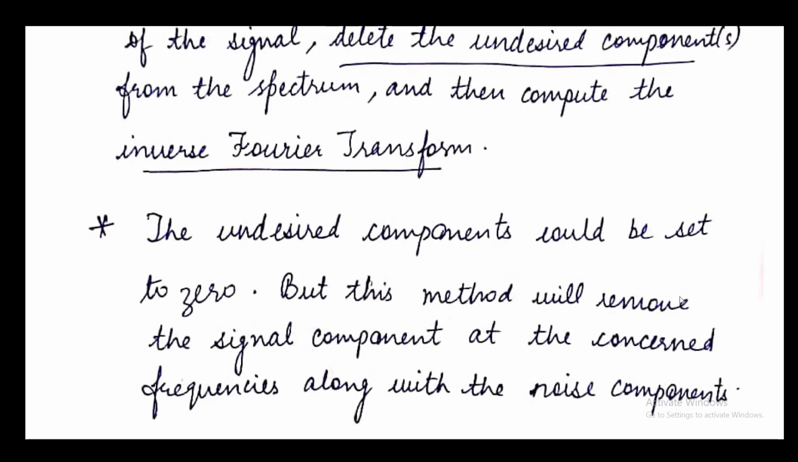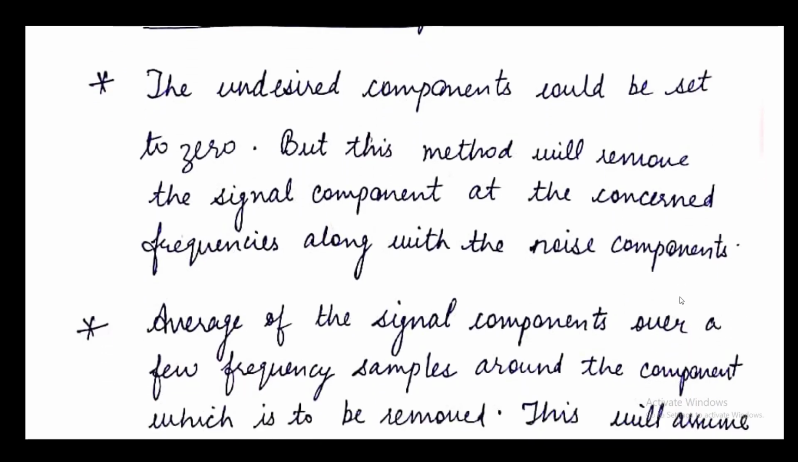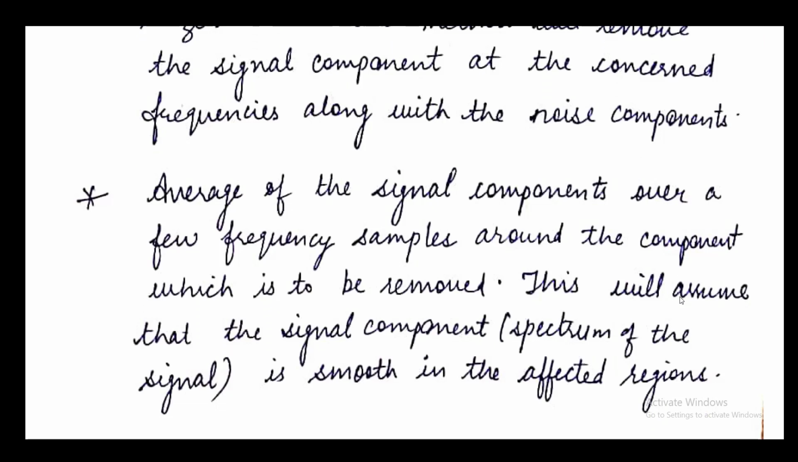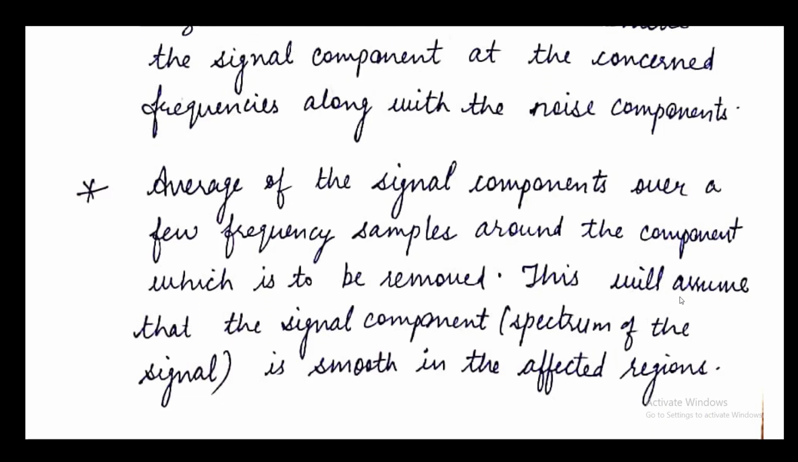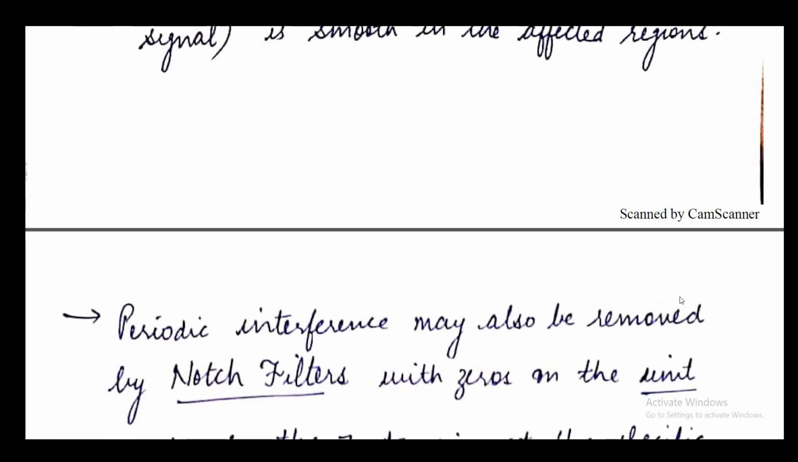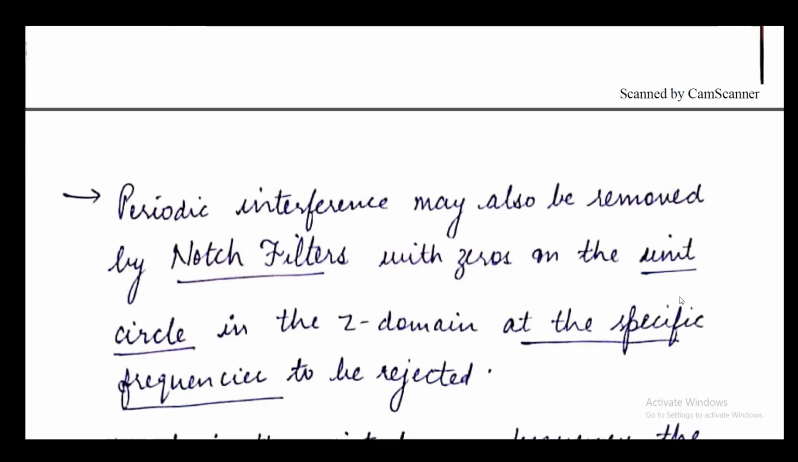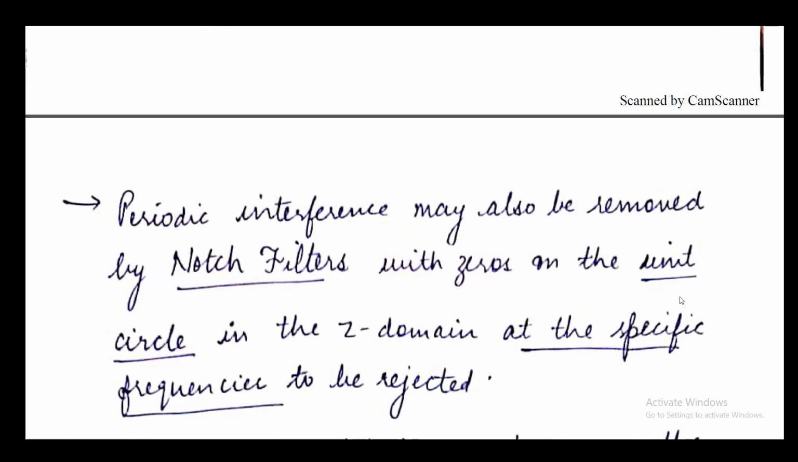Another method we can apply using the Fourier transform is to average the signal component over a few frequency samples around the component which is to be removed. This will assume that the spectrum of the signal is smooth in the affected regions. But the other method which we can use is to design a notch filter. So periodic interference can be removed by a notch filter.